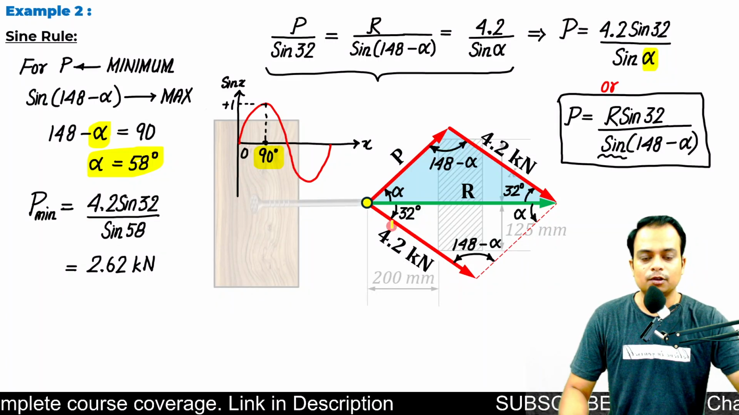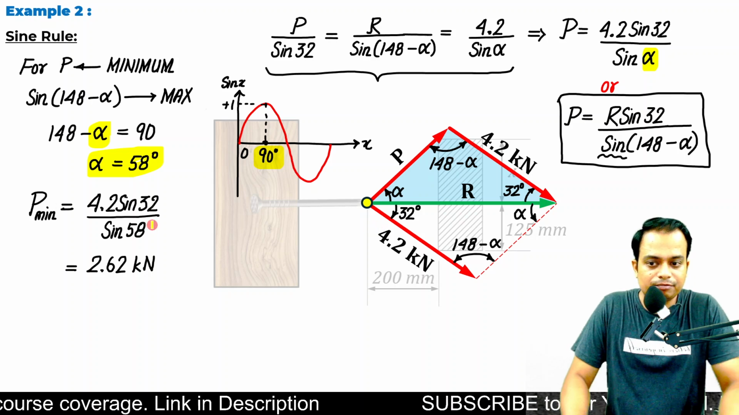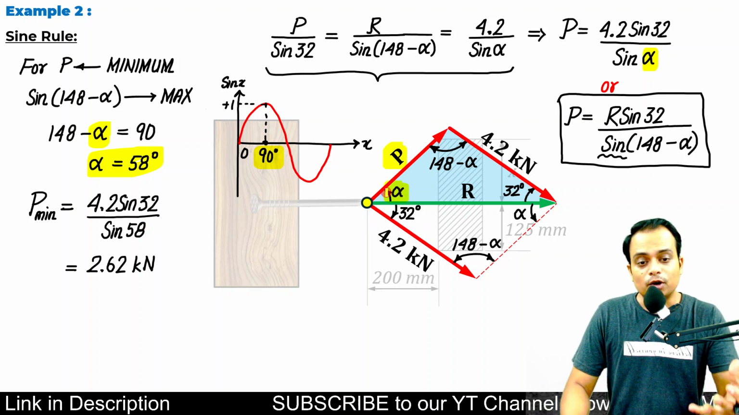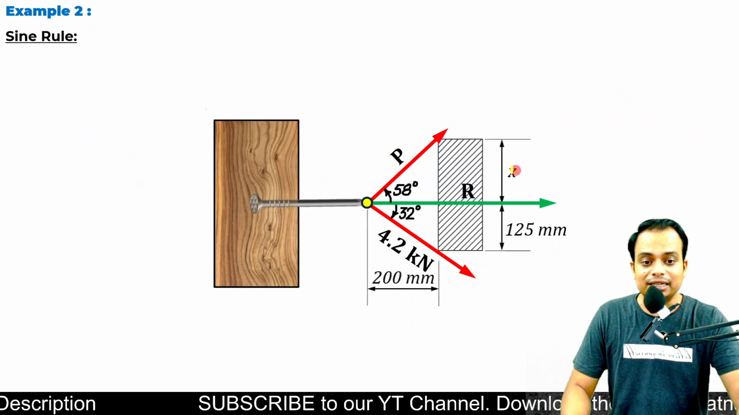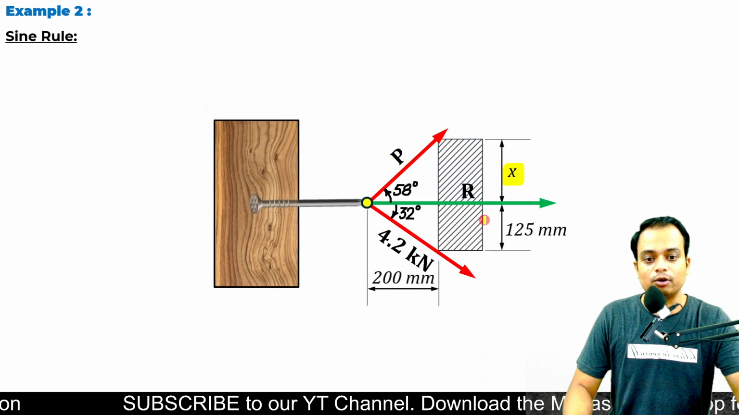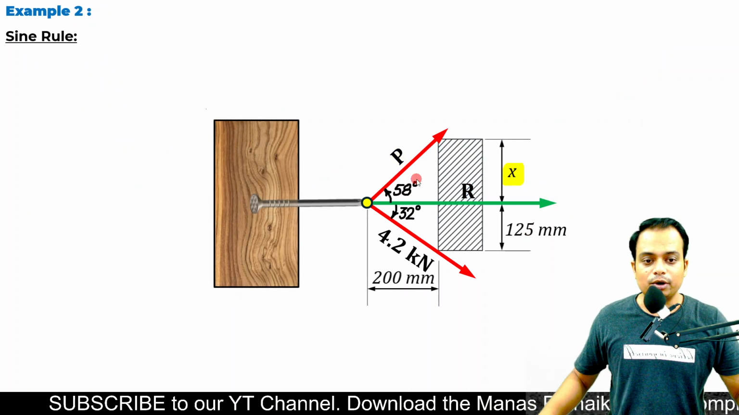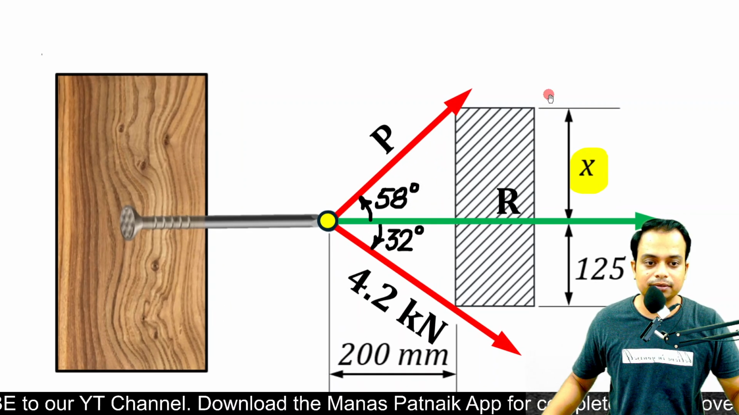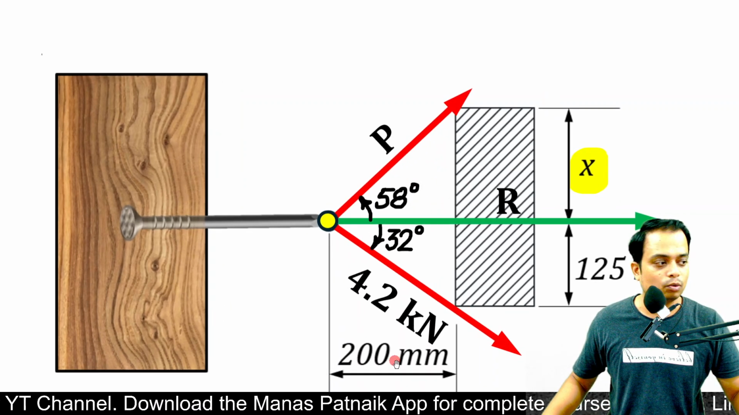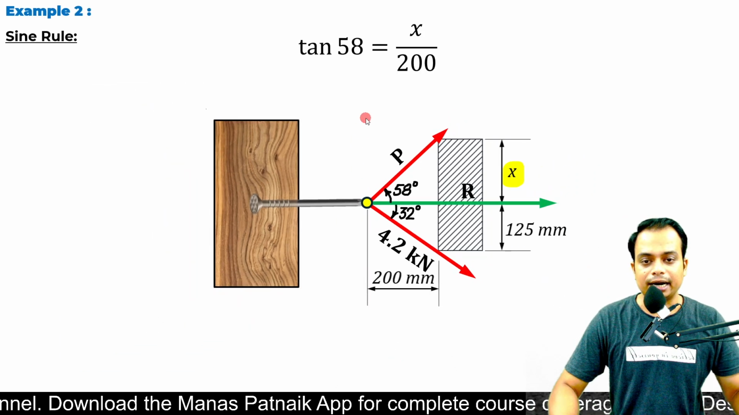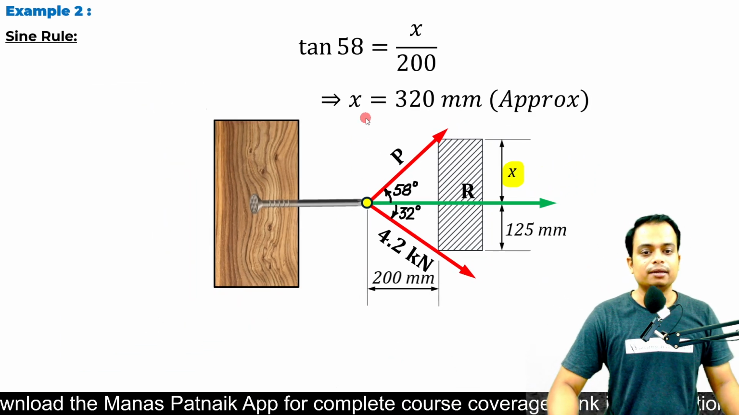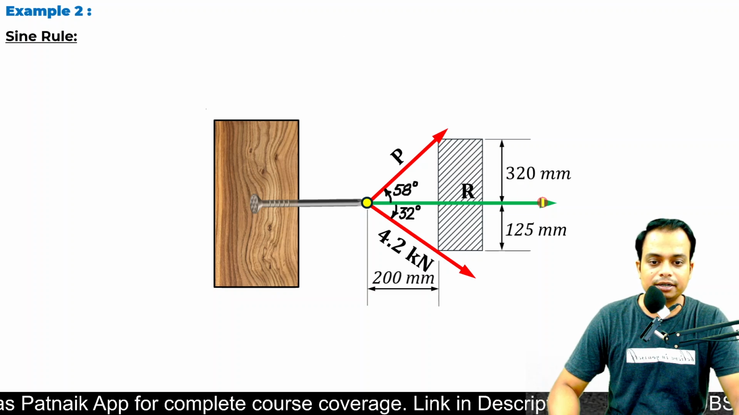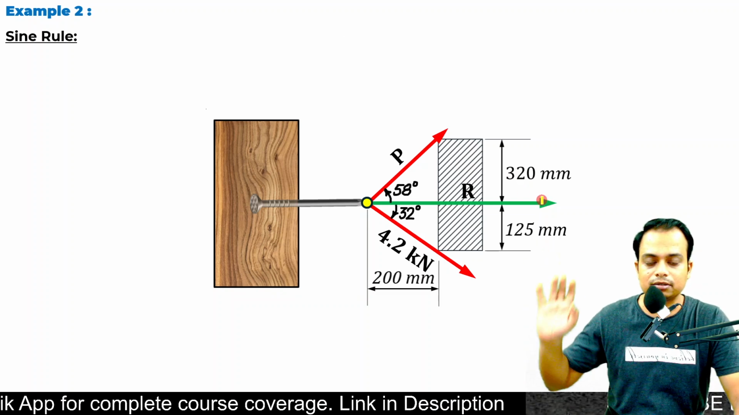Now, we've got the value of P. We also know at what angle we need to apply P. What we now need to do is find this value of x. And in order to do that, we are going to simply apply trigonometry. Tan 58 is equal to x divided by 200. Done. And x is equal to 320 millimeters. Now let me make an update to this figure. Here it is.